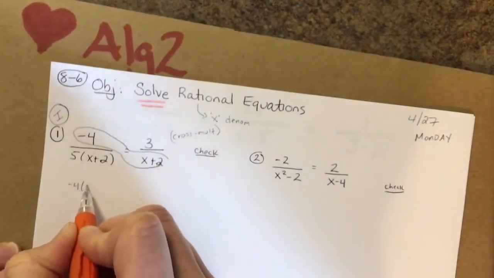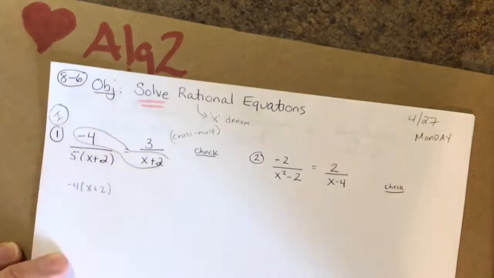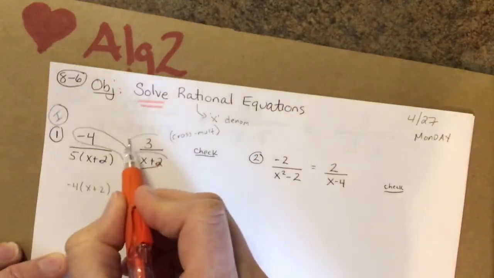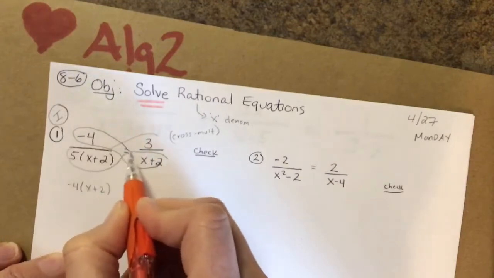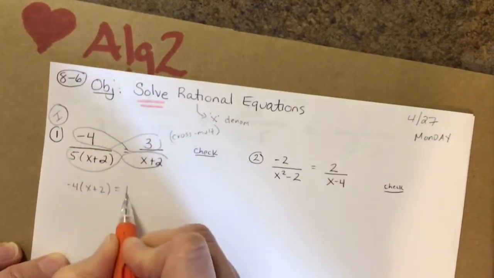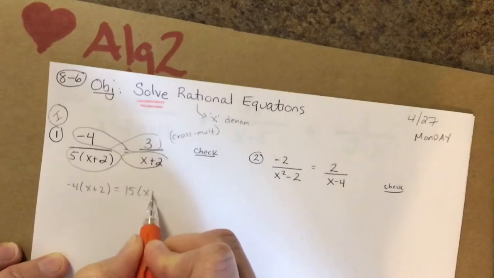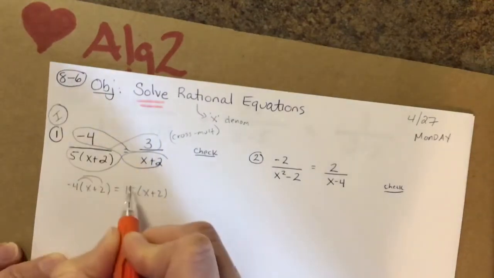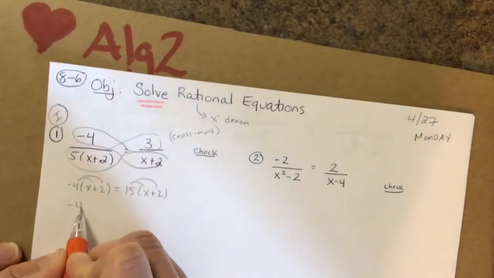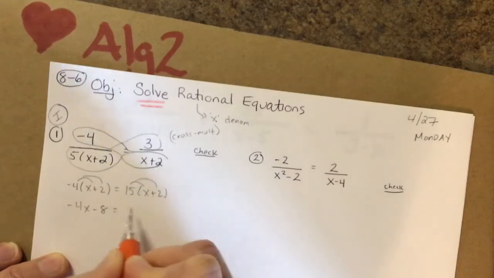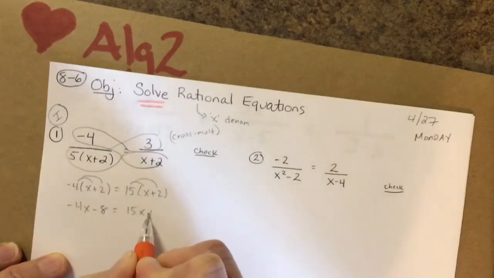And we've done this. So we're going to multiply -4 times x plus 2. Now we have to distribute that -4 in a second. Then we're going to multiply 3 times 5, so that equals 15 times x plus 2. So I'm going to distribute, and I'm going to distribute. I get -4x minus 8 equals 15x plus 30.